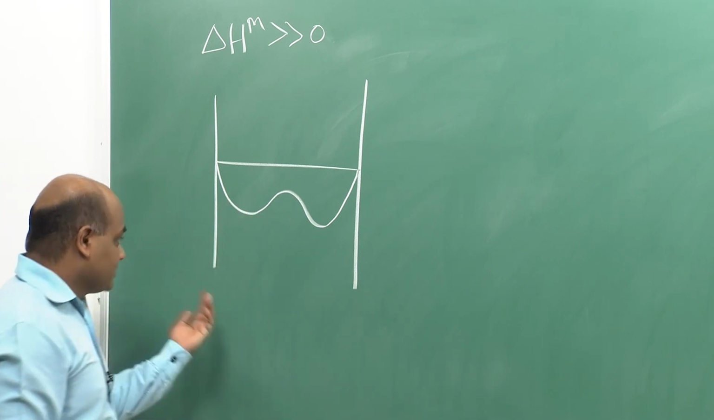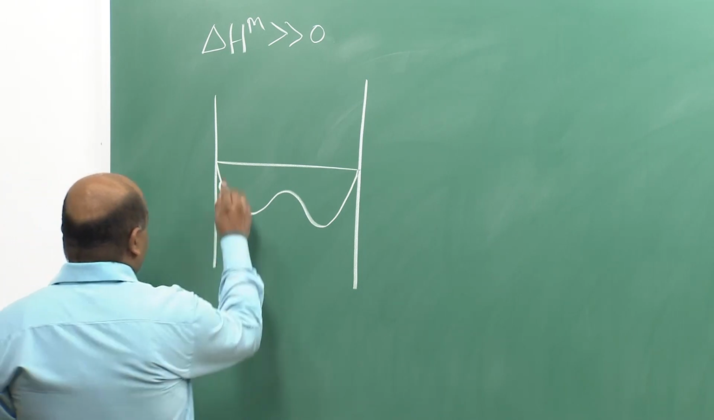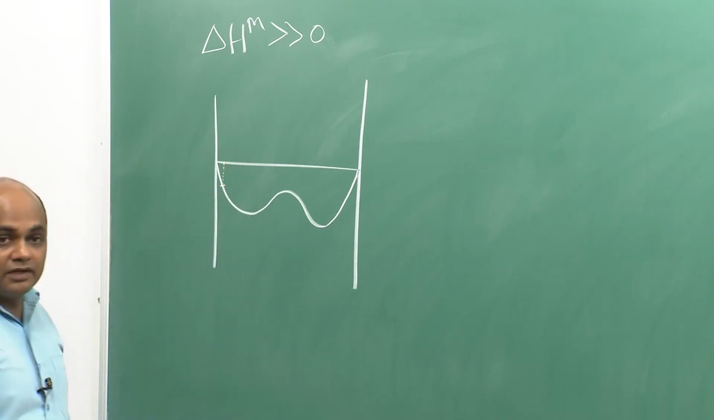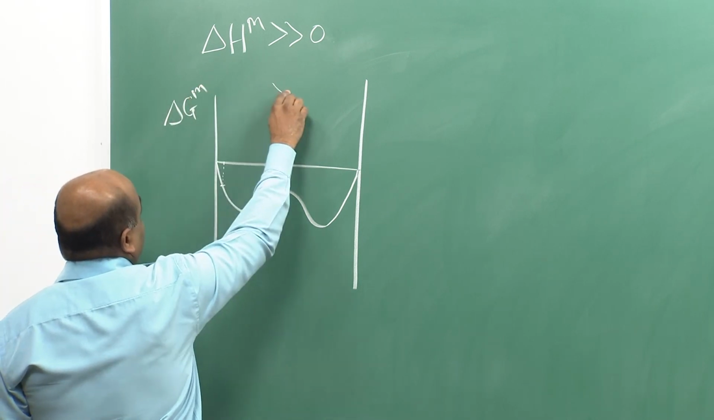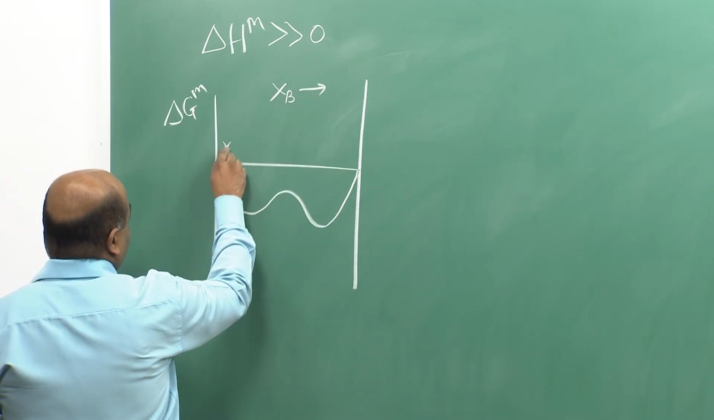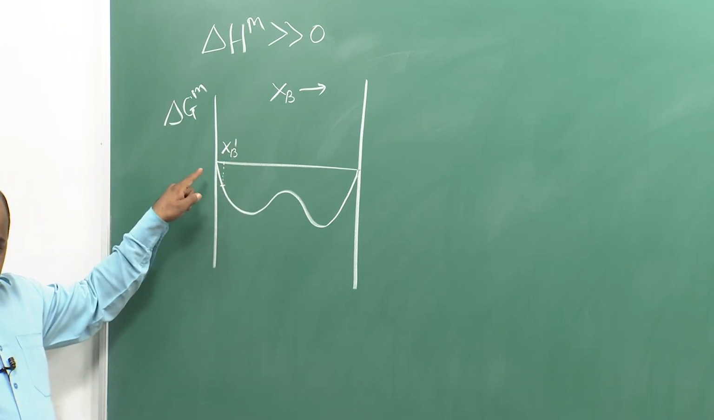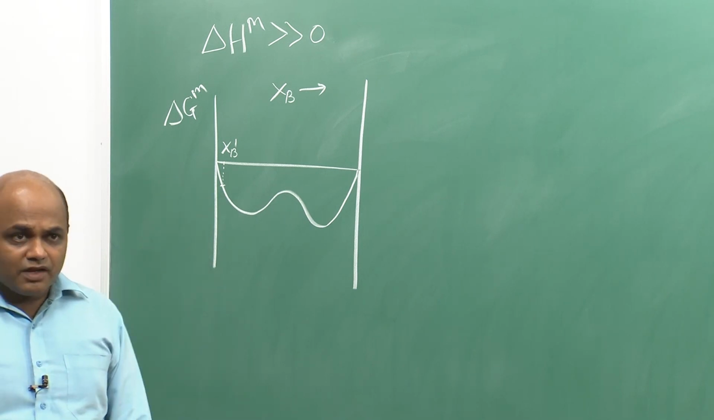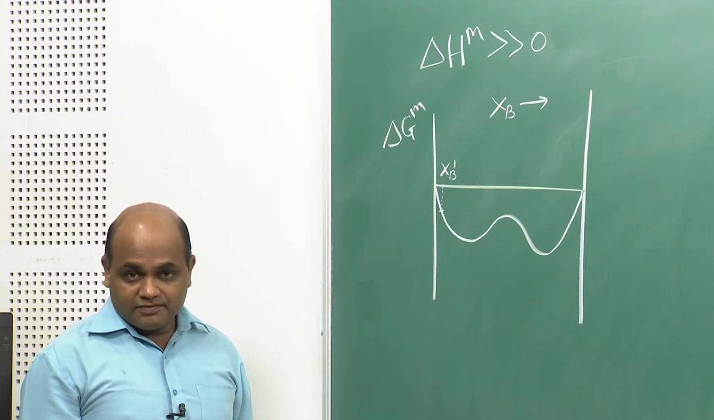So, if we consider any composition towards the A rich or B rich side, suppose any composition towards the A rich side here. So, we are drawing delta Gm versus Xb, and if we consider composition Xb1 here, we see that delta Gm is negative. So, the solution is stable, a single phase solid solution is stable in this case.